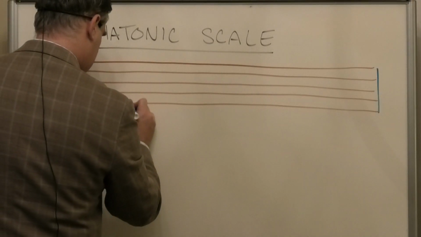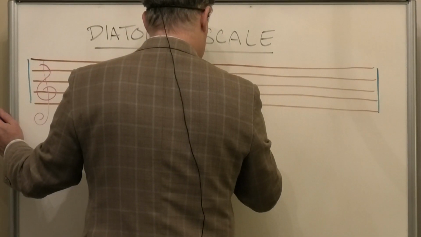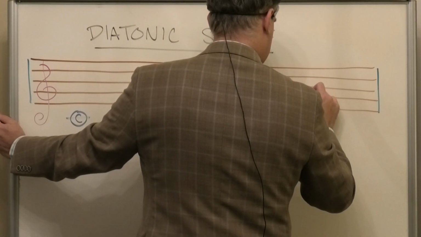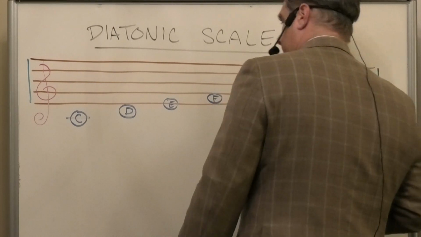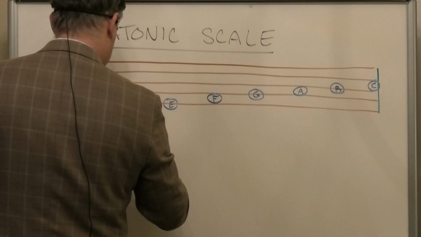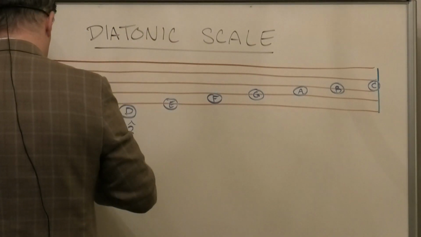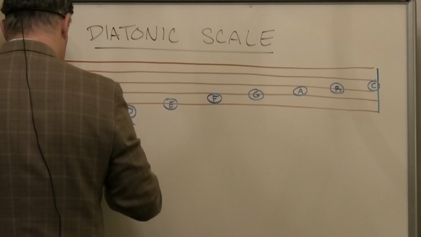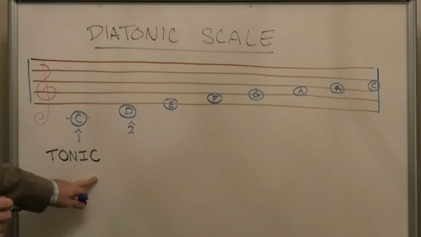C, D, E, F, G, A, B, C. The name of the first scale degree is tonic. T-O-N-I-C. Tonic.